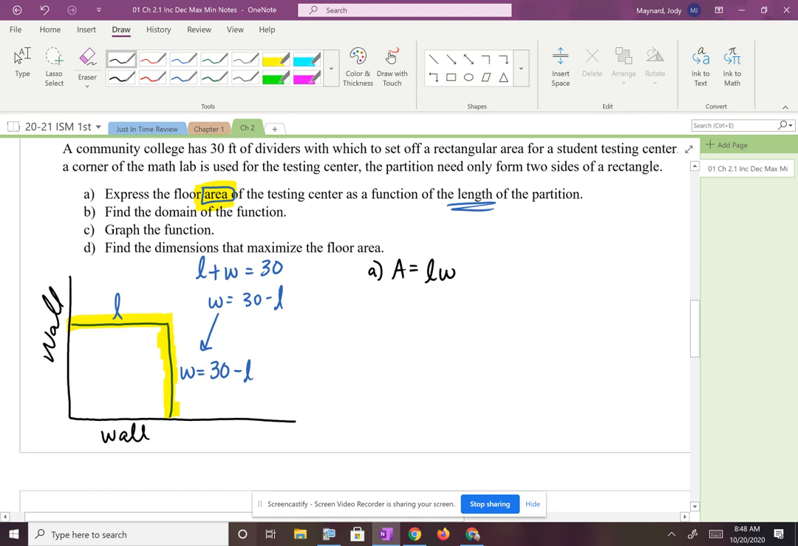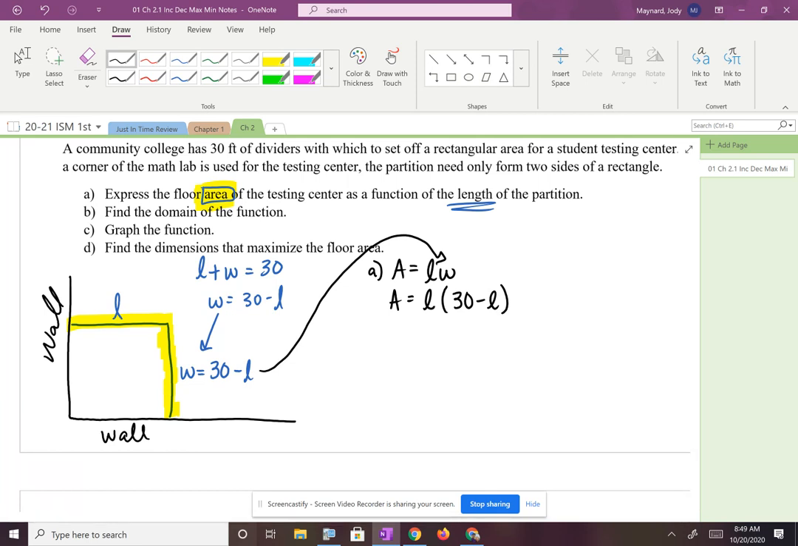But it says we want the area as a function of the length. So we only want L's in our equation. So I'm going to take this friend and I'll plug him in right there for W. Okay. So area is equal to length times, instead of width, I'm going to put W, which is 30 minus L. So W, I'm going to put that equation 30 minus L.